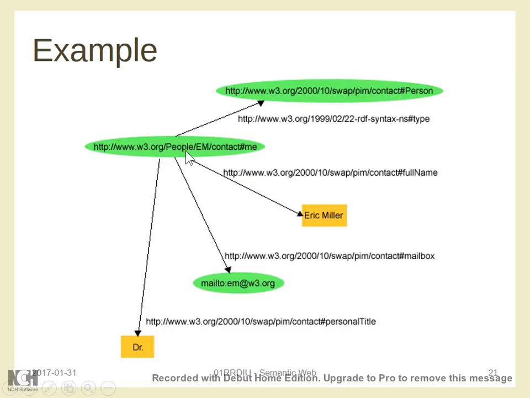We can have this node that represents the person, and we can attach different information to that. So, for example, we have the name, which is a literal, the title, which is a literal, and the email address, which is a URI, because it actually is an address. What did we change from the previous picture?